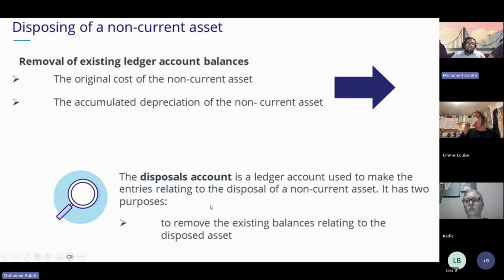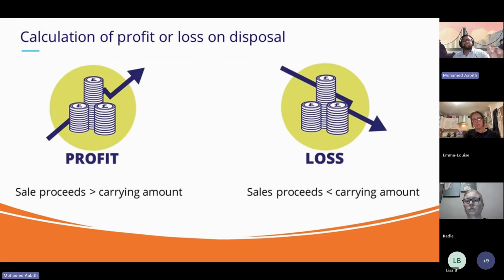So here, a disposal account is a ledger account that is used to make the entries related to the disposal of a non-current asset. It has two purposes. One of the purposes is to remove the existing balance of the disposed asset. The next one is to calculate whether it gives you a profit or a loss on disposal. If your sales proceeds are bigger than the carrying amount, that means you are gaining a profit. If your sales proceeds are less than the carrying amount, it will give you a loss. So that is the purpose of the disposal account.